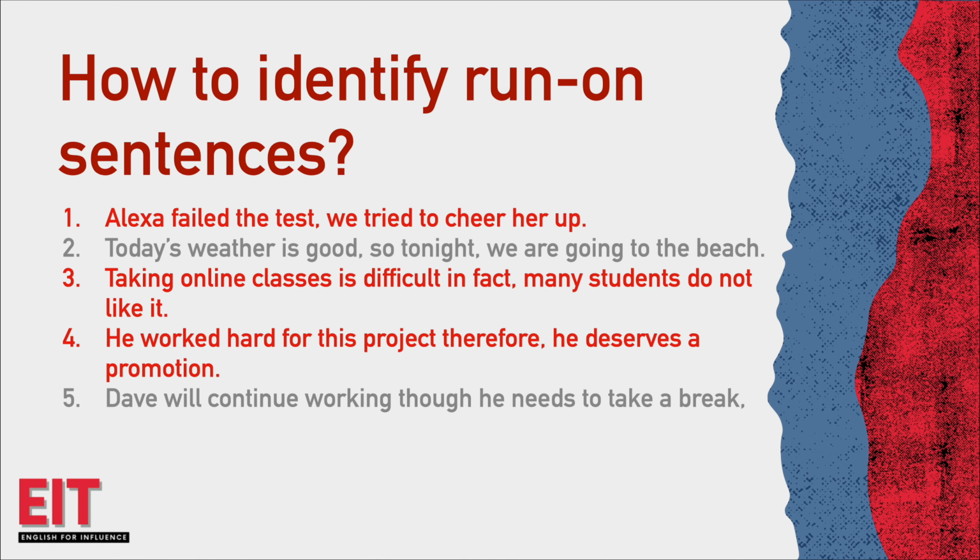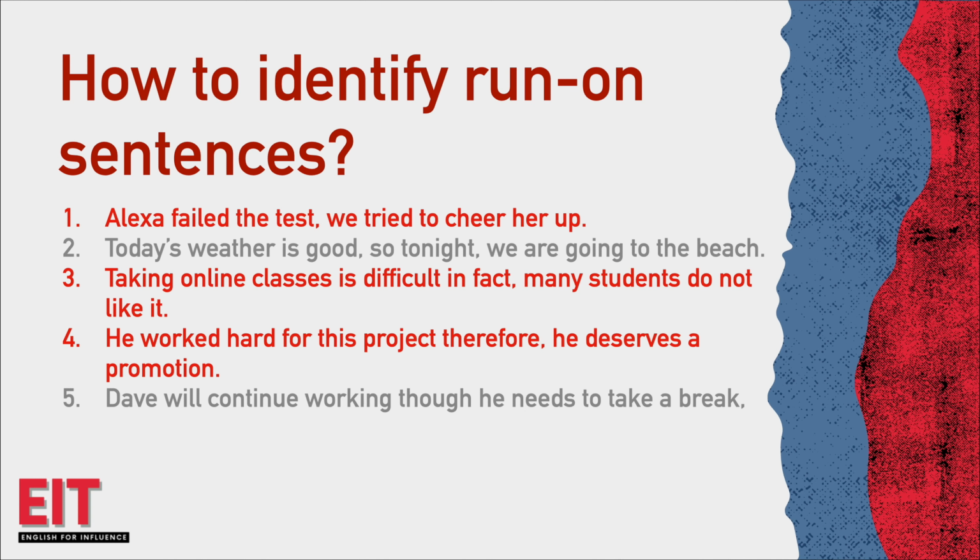In the first one, we have 2 independent clauses. The first clause is Alexa failed the test. Alexa being the subject and failed the verb. The second clause is we tried to cheer her up. Subject is we and verb is cheer. And these 2 independent clauses are joined by a comma, which, as I've said, is illegal in English. You cannot join 2 independent clauses with a comma. Therefore, it's a run-on.